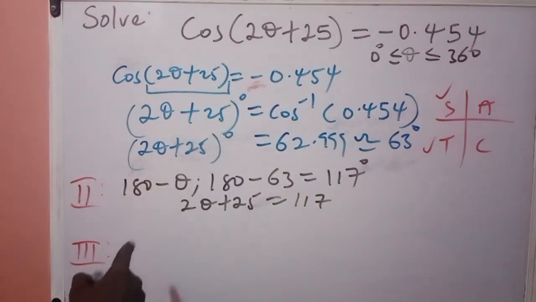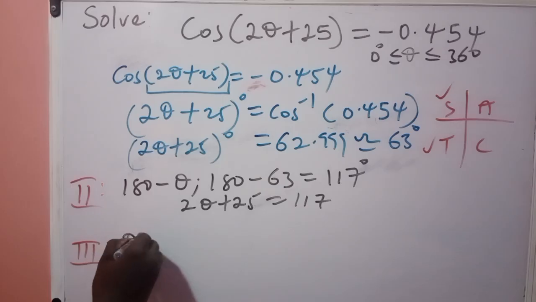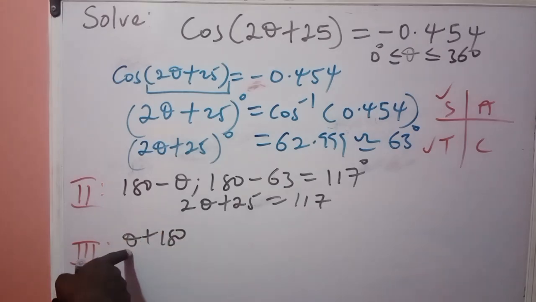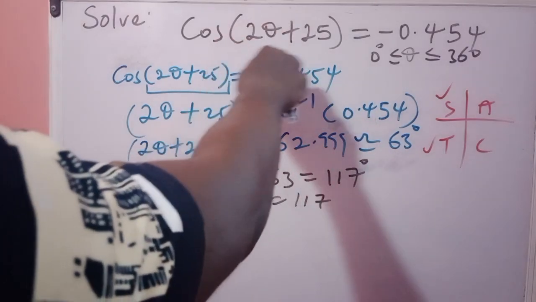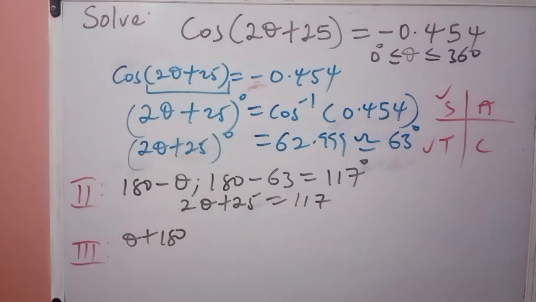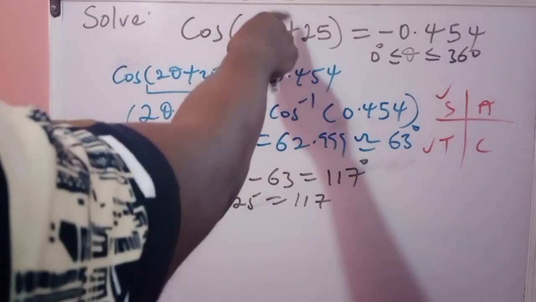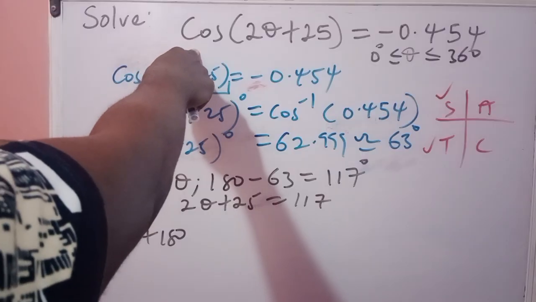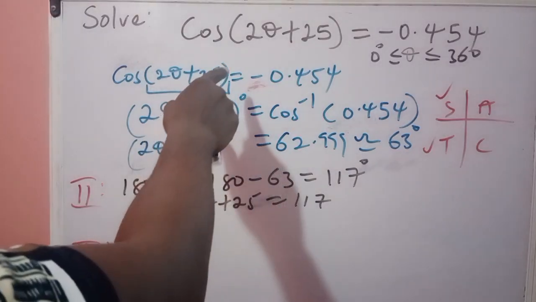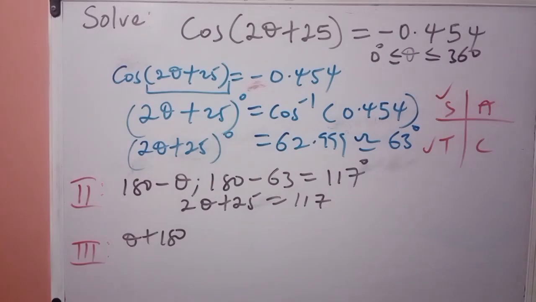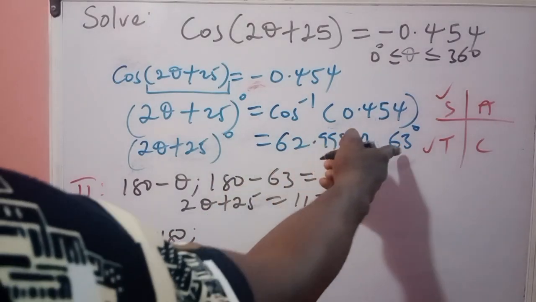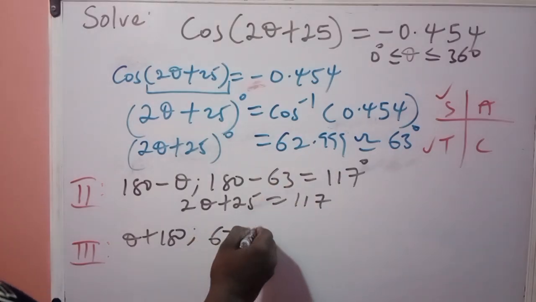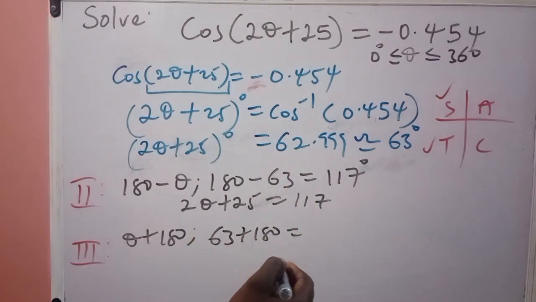Yeah. So for the third quadrant, we have theta plus 180. Don't forget, this theta here also is not the same thing as this particular theta here. This particular theta here is just part of the whole angle, as opposed to what you used to have before, where only theta existed as the whole angle with the trigonometric function. So yes, this theta here is representing 2 theta plus 25. So in this case now, while trying to solve theta plus 180, you'll be doing 63 plus 180. And what you'll be getting there is 243.